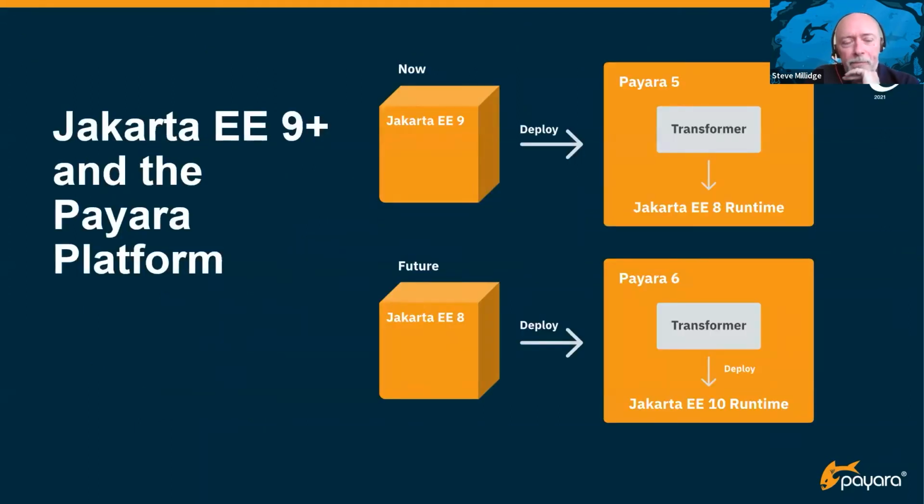So currently, how we see this working is that Payara 5 at the moment supports EE9. That is because you can deploy Jakarta 9 applications into Payara 5. It transforms those applications into an old EE8 application, because there's not any new capabilities in EE9 over EE8. It's just a namespace change. Then what we can do is transform it into an EE8 application.